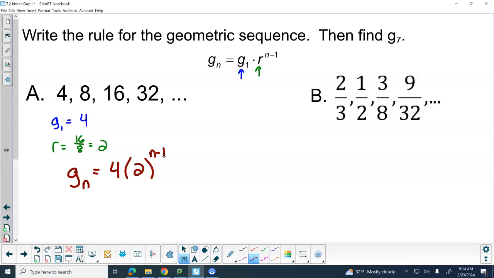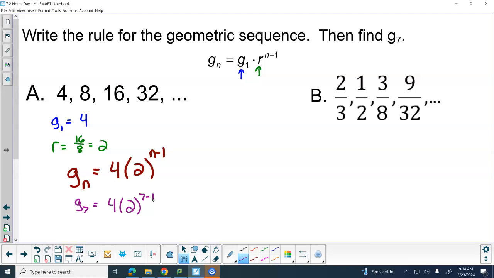What do you think? It's a classic math blunder. We put 7 in for n, yes. But then, when we're trying to find the 7th term here, so I'm trying to find G sub 7 now, what's going to be a classic mathematical mistake?